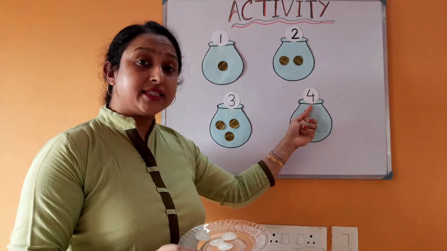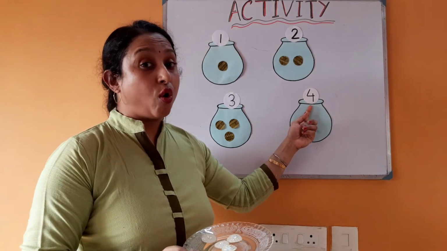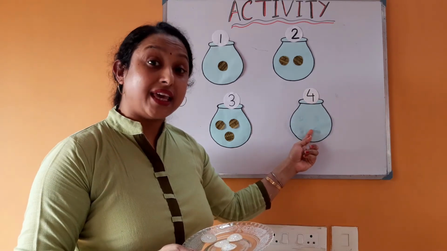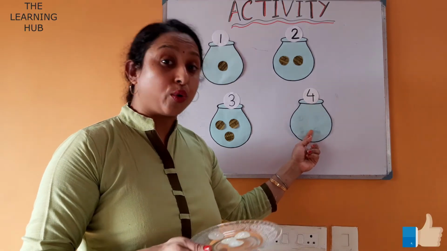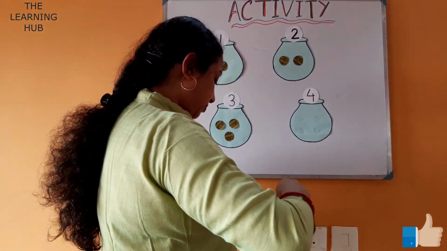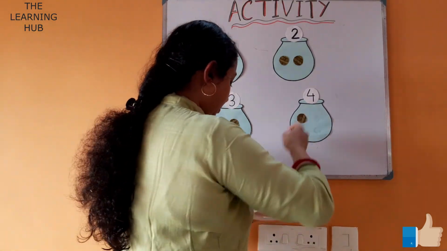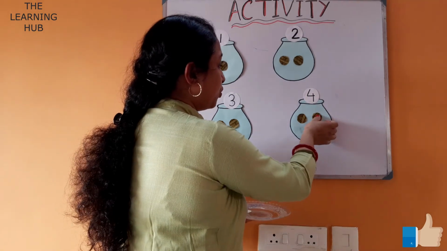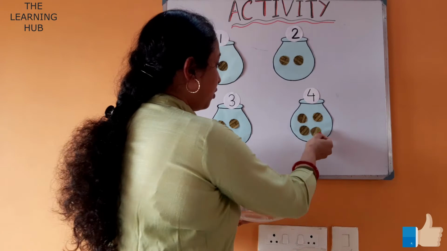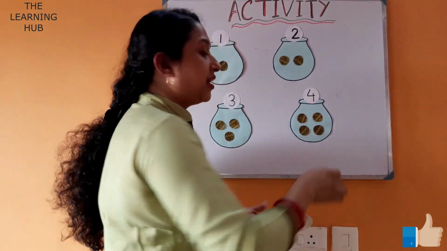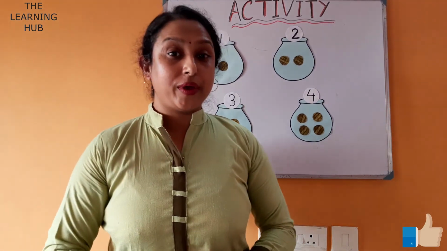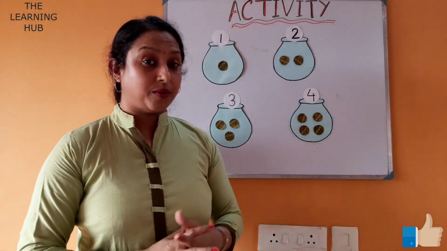Now look at the next jar. Which number is this? This is 4. So we have to paste how many cookies over here? Yes, only 4 cookies. So let's paste 1, 2, 3, 4. Done. So children, I hope you all loved it, right?